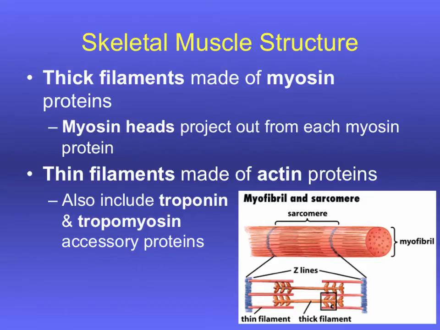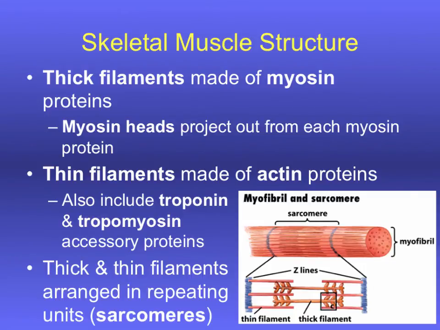Actin protein is the main part of the thin filament, but it comes along with two what we call accessory proteins called troponin and tropomyosin. And troponin and tropomyosin are going to be involved when it comes time, again, for muscles to contract. There's going to be a linkage between the actin and the myosin, but for that to occur, troponin and tropomyosin also have to play their own role.